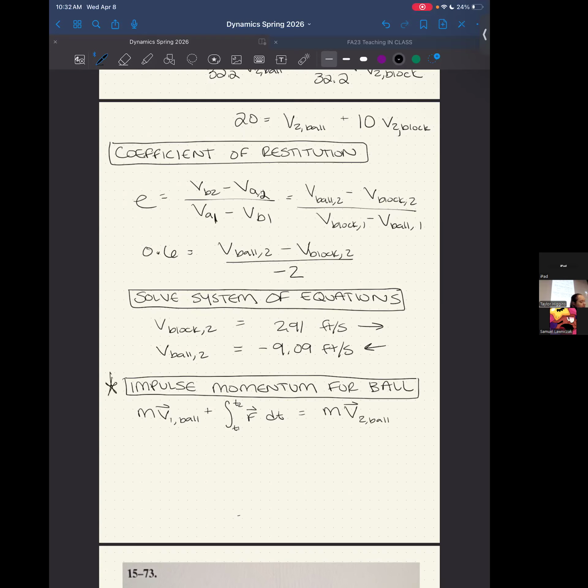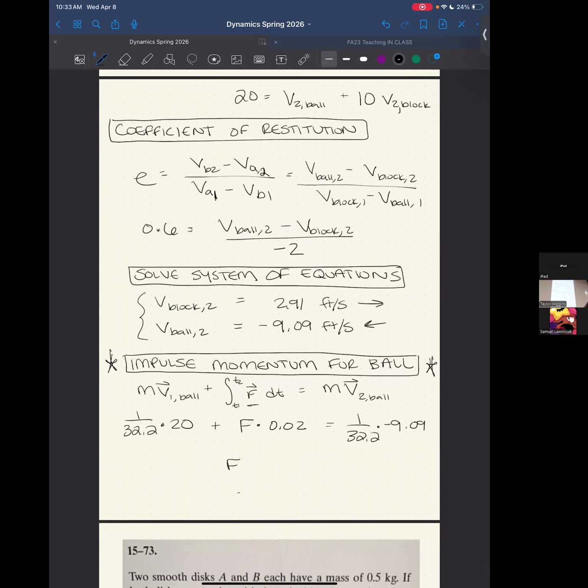Okay, so this is the part that's new. The question is not actually asking for these final velocities. It wants the force that's being integrated. So we need to do impulse momentum for just the ball, which we can do now because we know this and we know this. We can solve for this in the middle. So that looks like the following: 1/32.2 times 20 plus F times 0.02 equals 1/32.2 times minus 9.09.